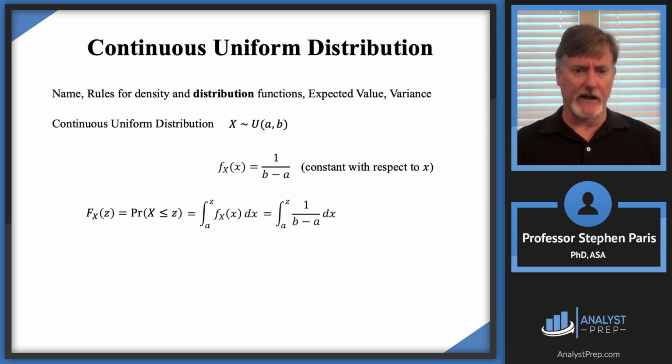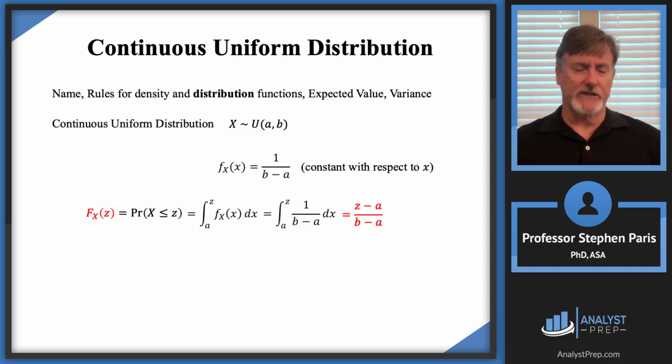And then when you integrate a constant over an interval, you just get that constant, 1 over b minus a, times the length of the interval over which you're integrating, which is z minus a. And so my punchline here is that the distribution function evaluated at z is equal to (z minus a) divided by (b minus a).